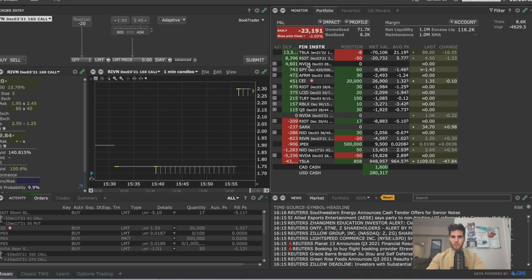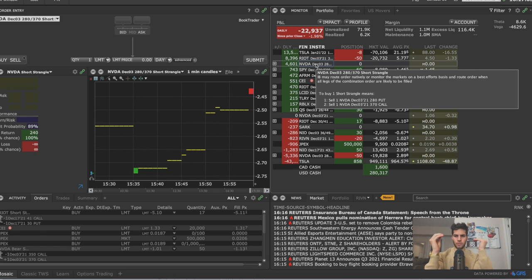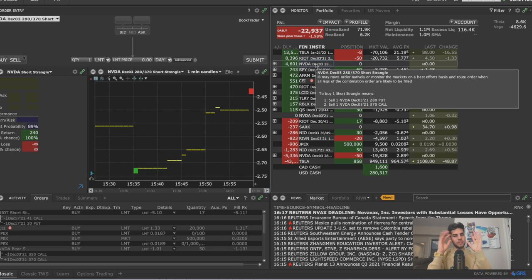What you're gonna see up here, if I put my mouse on this one, these were the 370 strike calls that I closed out. See, it says 4,600 in the green today. Close out the 280 put, 370 short strangle. All this means that I rolled the strangle from 280 put and 370 call to 280 put and 350 call. Same expiration, and I just wanted to collect even more money.